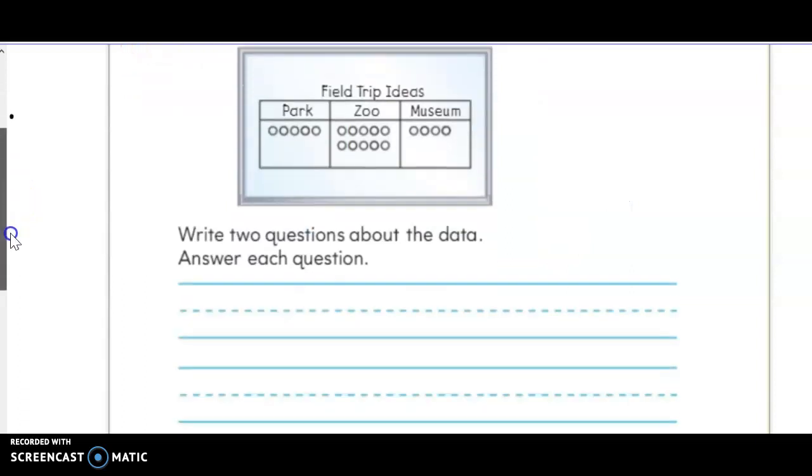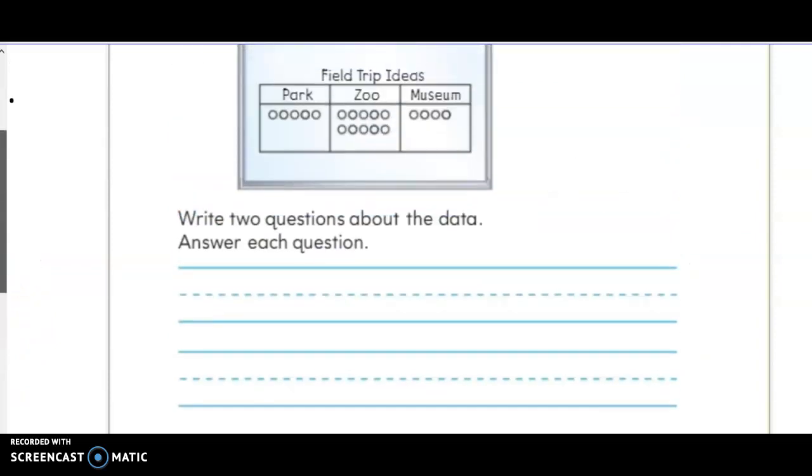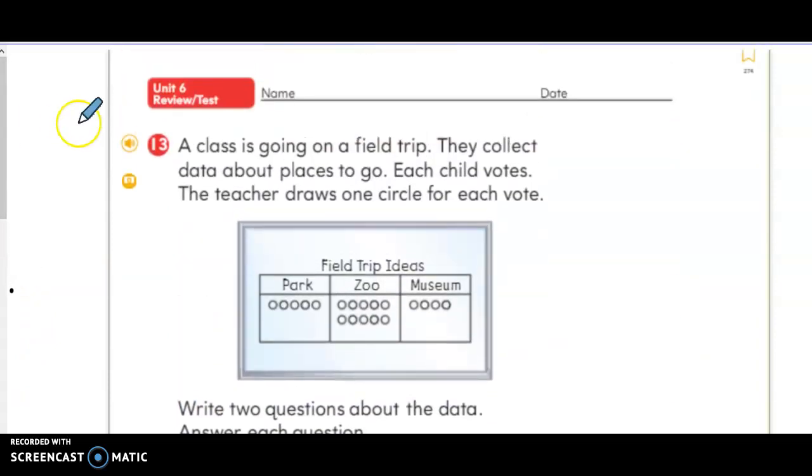Okay, this is the end of Unit 6, so when you're finished with this, we'll have 1 day off of math, we'll do the performance task, and then we'll start Unit 7.